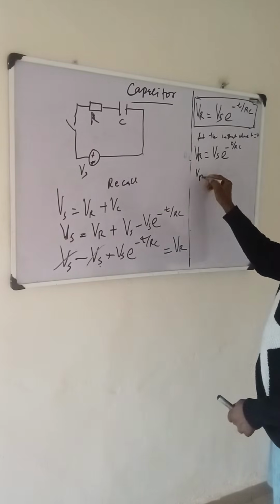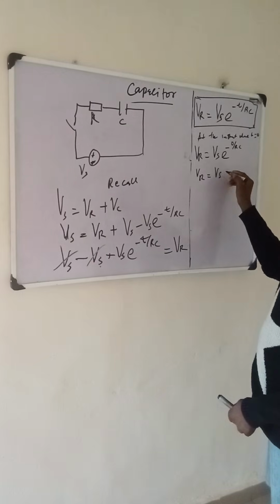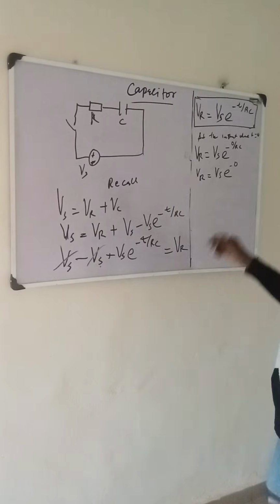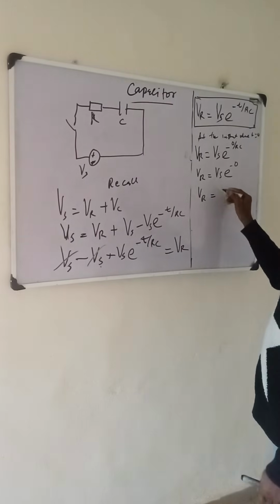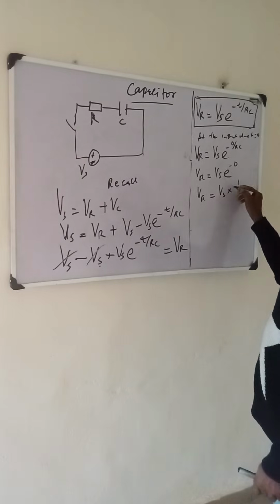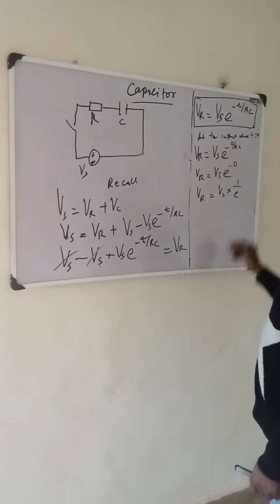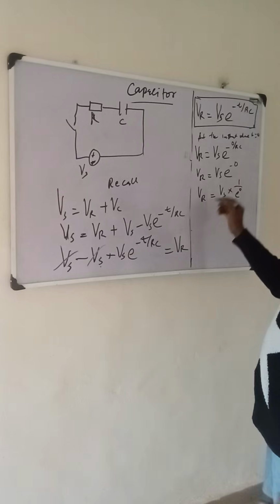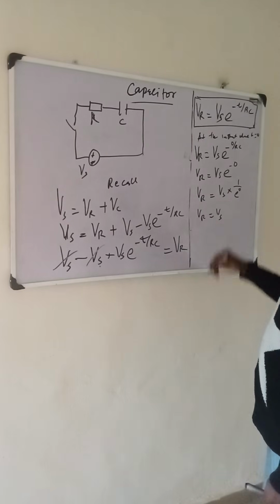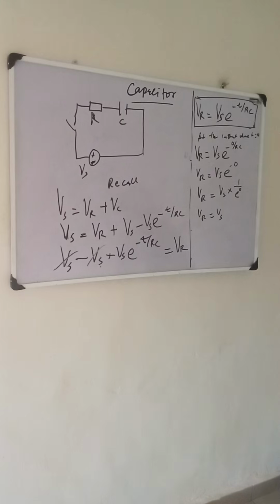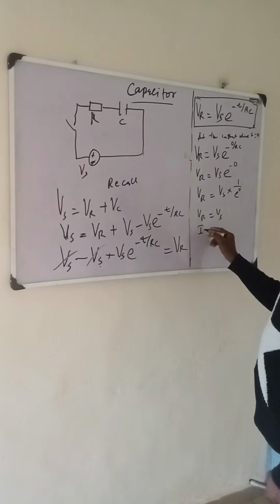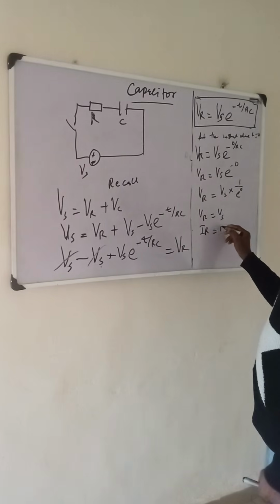So VR is Vs e raised to the power minus 0. And this is the same thing as saying VR is Vs multiplied by 1 all over e raised to the power 0. And from indices, anything raised to the power 0 is 1. So 1 divided by 1 is 1, and VR is equal to Vs. And if that is the case, you know IR is equal to Vs.